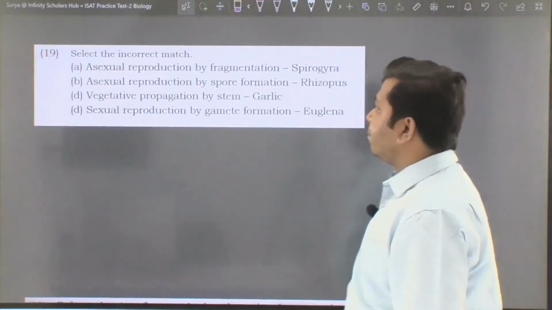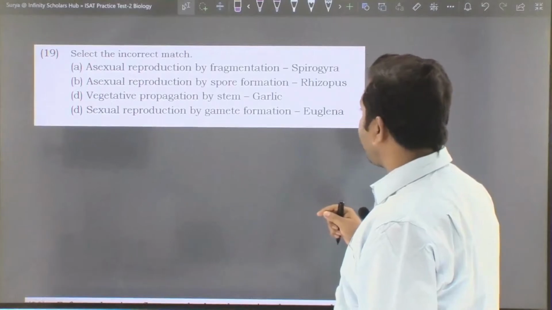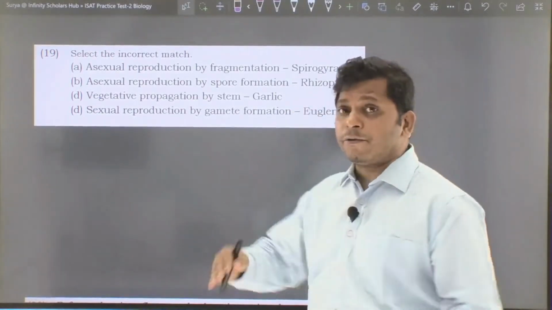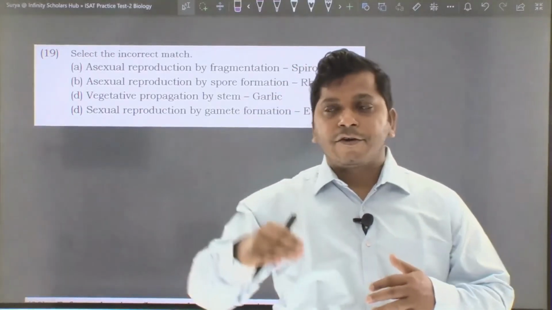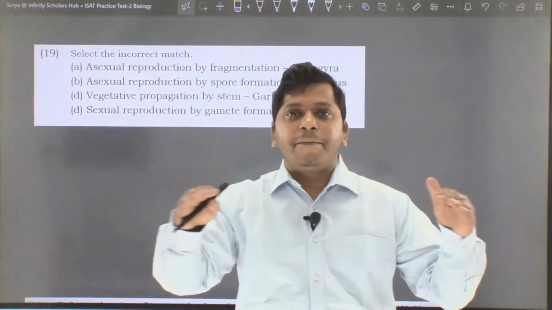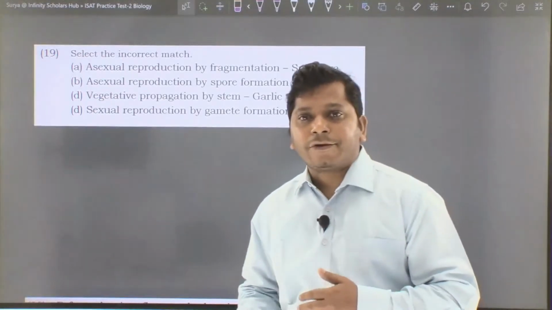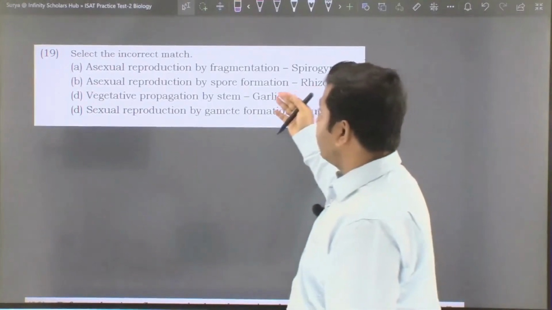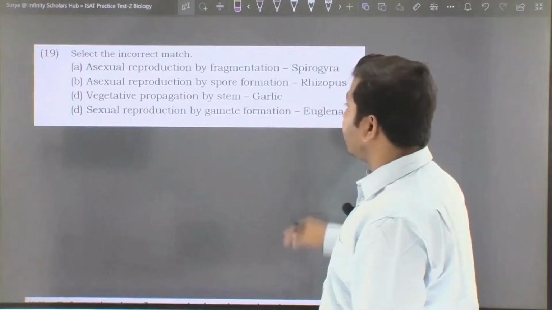Select the incorrect match. Option A, asexual reproduction by fragmentation. Yes, fragmentation takes place in Spirogyra. Spirogyra is a multicellular organism which is an unbranched filamentous organism. It's an algae, and if some of the filaments break, these filaments will reproduce again by mitosis, and that will produce new organisms. So this is the correct option. So we have to find the incorrect option. So this is the correct option.